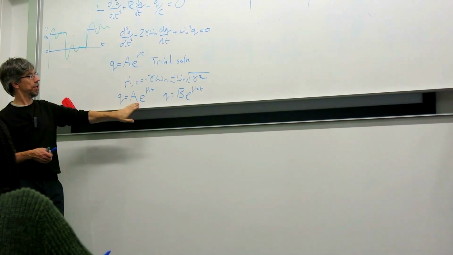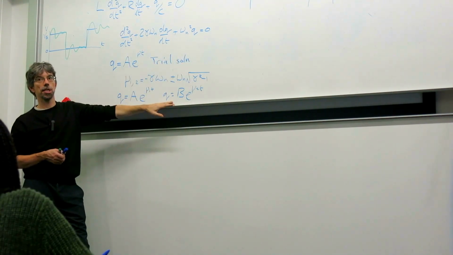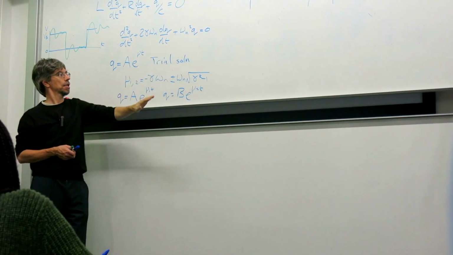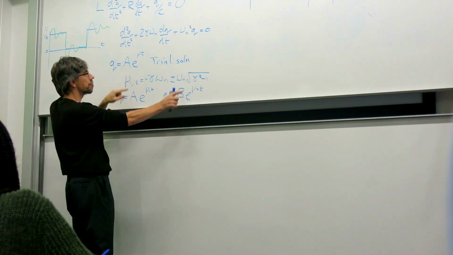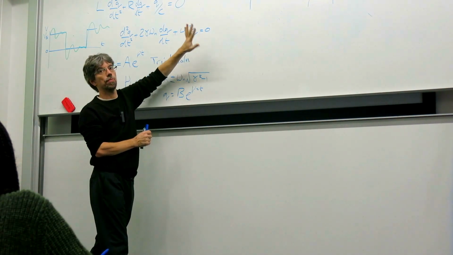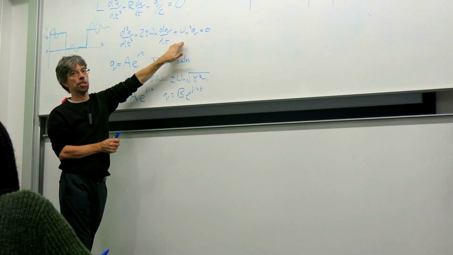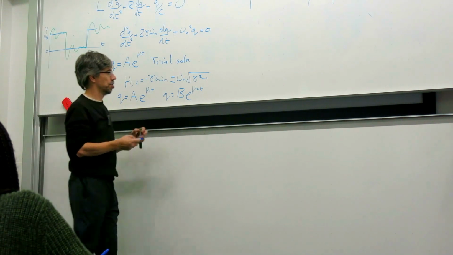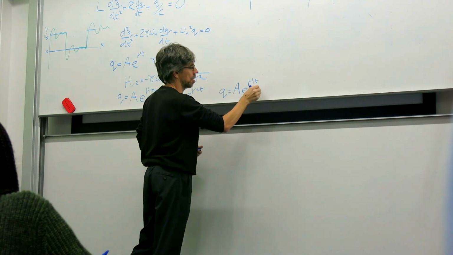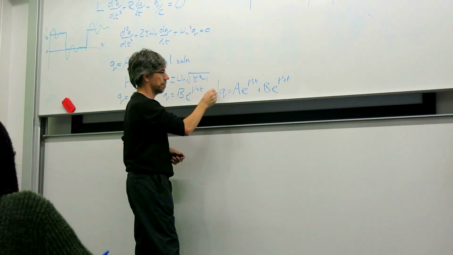However, we know that if we put in the first solution, we get 0 coming out. If we put in the second solution, we get 0 coming out. And because therefore the equation is linear, if we added the two solutions together and put those in, what we get coming out is 0 plus 0. So we get the sum of what we would have got if we had put them in separately, because the equation is linear. So we propose that Q is A e to the mu 1 t plus B e to the mu 2 t is therefore the full general solution.